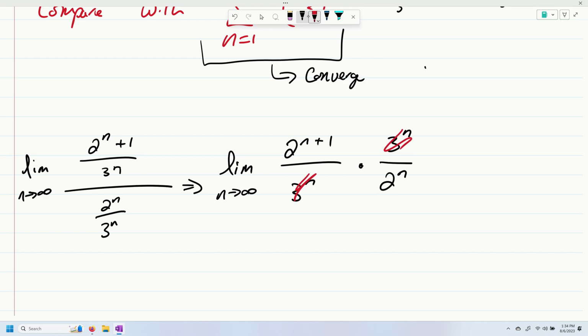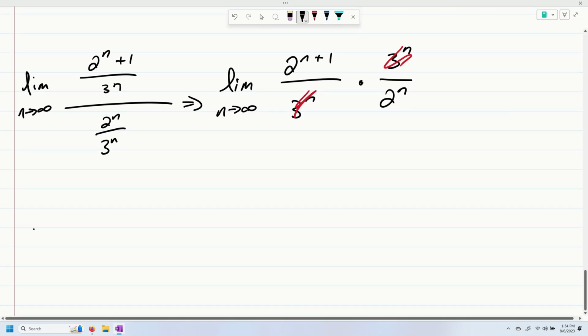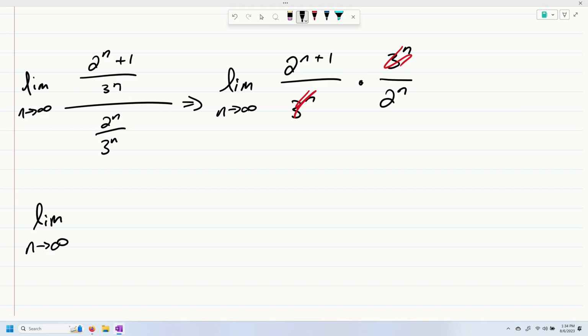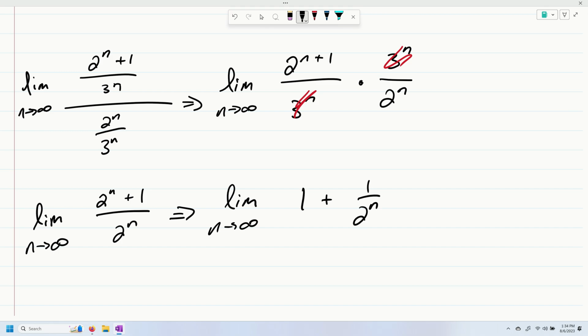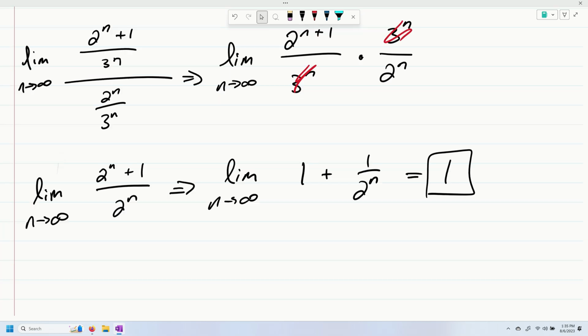The 3 to the n's reduce. So we get the limit as n goes to infinity of 2 to the n plus 1 all over 2 to the n, which is the limit as n goes to infinity of 1 plus 1 over 2 to the n, which, when you go ahead and you take the limit, you end up with 1.